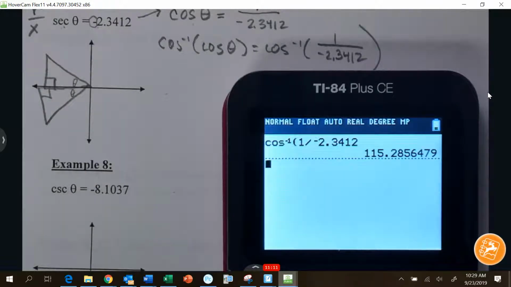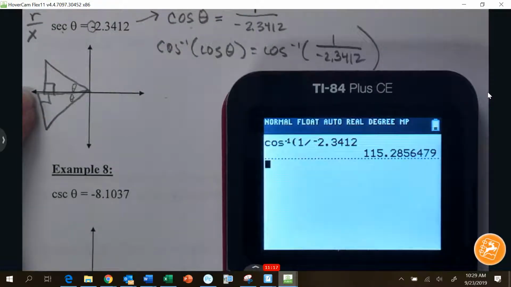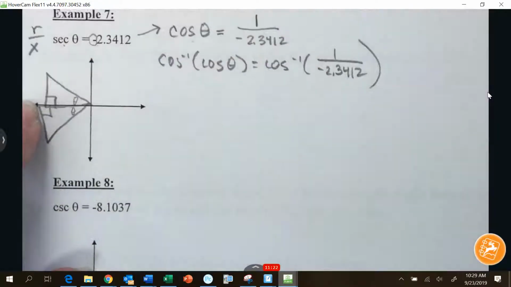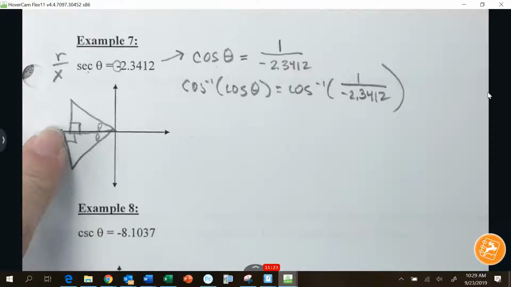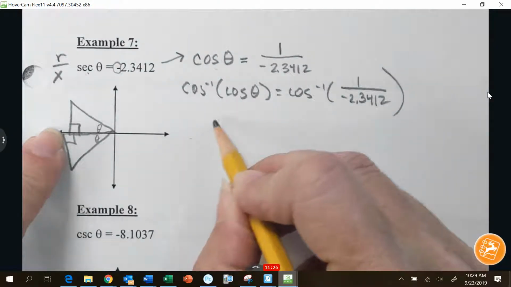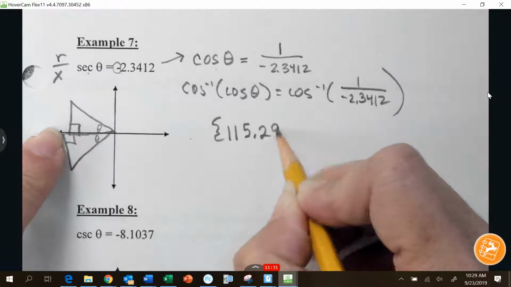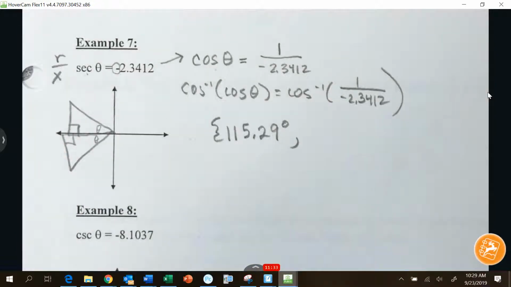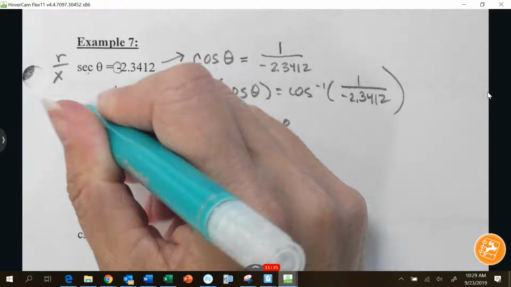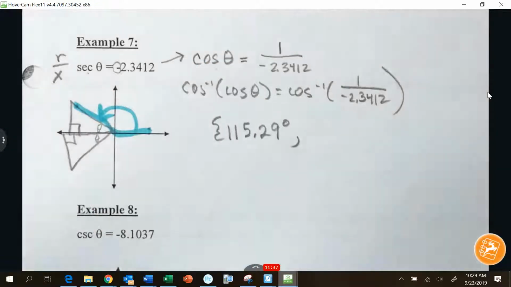I got 118.29 degrees. Does that make sense for my picture? Yeah, that makes sense. That is not the reference angle, though. Remember, I was saying that before. It's not the reference, it's actually the first answer. That angle starts at 0 and goes to there. So now we need to figure out the other angle.